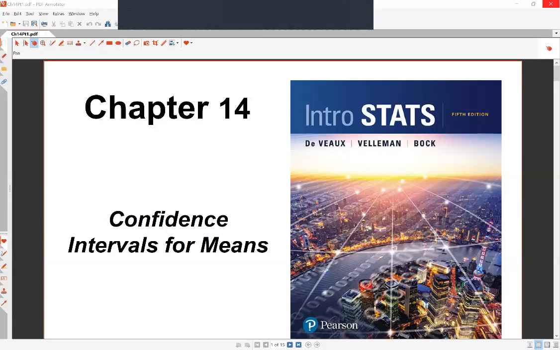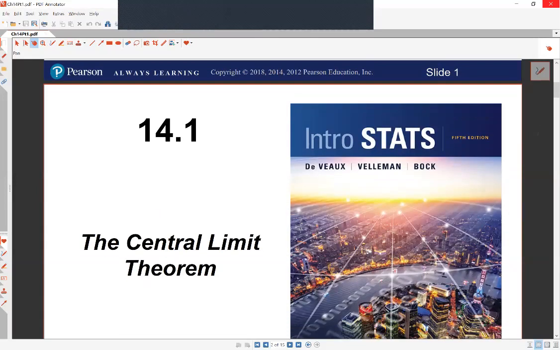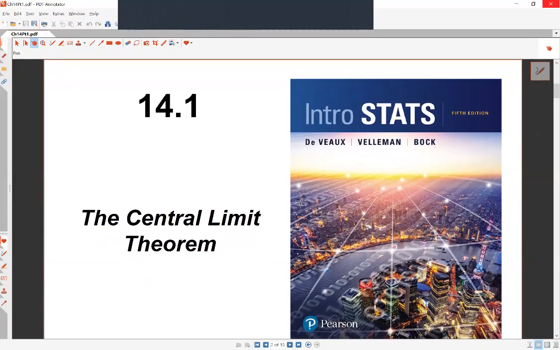And what we have here is a continuation of the ideas that we discussed in chapter 13. We are still going to be looking at sampling distributions, but now we're going to be extending the concept, and rather than looking at the sampling distribution of a sample proportion, we're going to look at the sampling distribution of a sample mean and how that is connected to an important result in statistics that we call the central limit theorem.